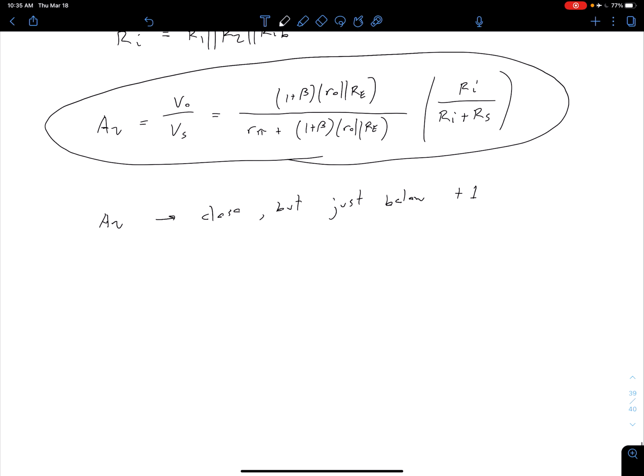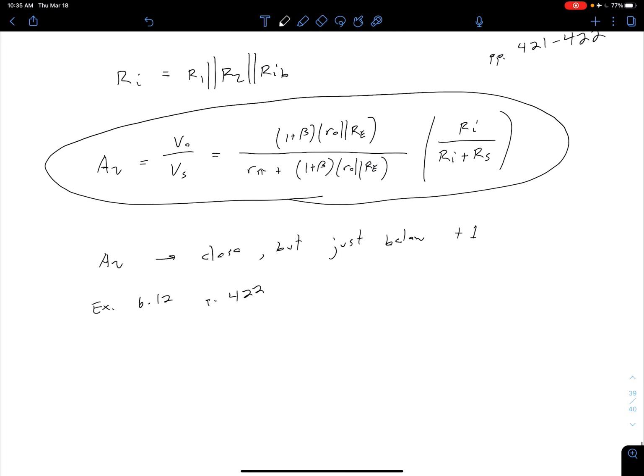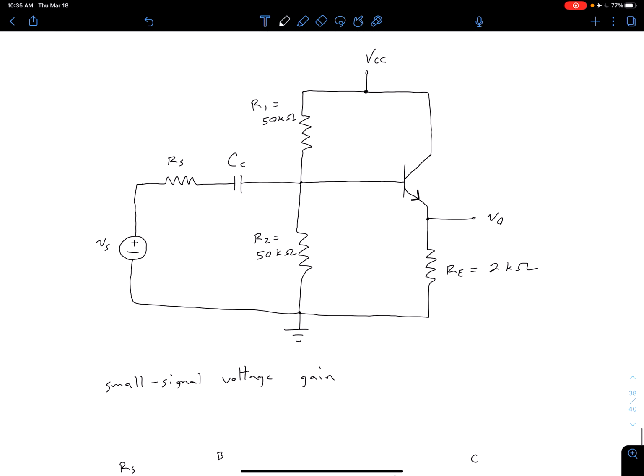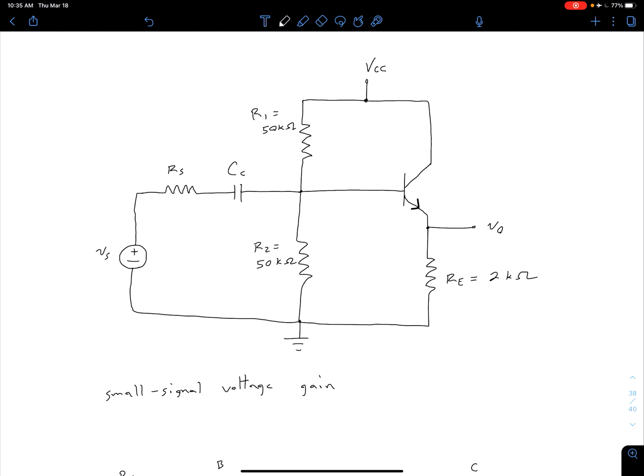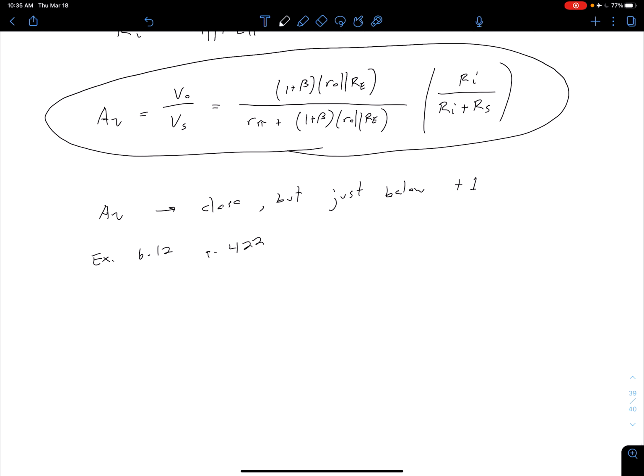For some typical values, we could look at example 6.12, which is on page 422, plugging in values like the ones we had in the circuit above. I didn't point them out explicitly, but we have 50k for R1 and R2 and 2k for Re. What we get is a small signal voltage gain Av which is approximately 0.962. So as we expect, it's close to 1, but just below 1.